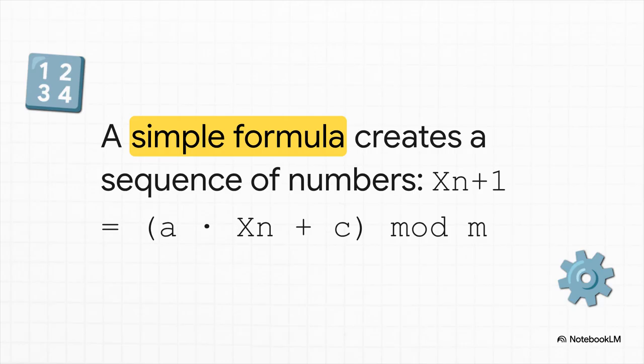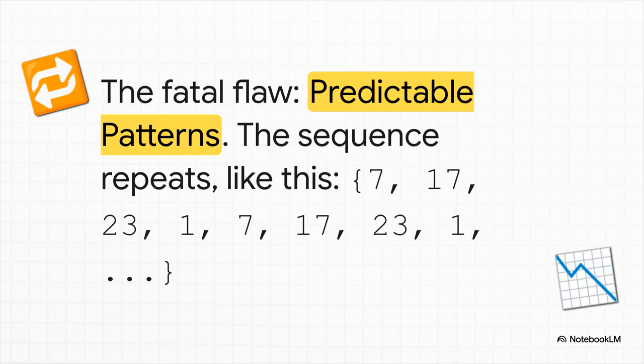Then you just repeat the process. It's super fast, super simple, and 100% deterministic. But here's the fatal flaw. Because it's just a simple, repeating recipe, the numbers it spits out will eventually fall into a loop. And sometimes it's a laughably short loop. For cryptography, for security, this is absolutely catastrophic. An attacker just has to watch a few numbers go by, figure out the pattern, and suddenly they can predict every secret key you're ever going to make.